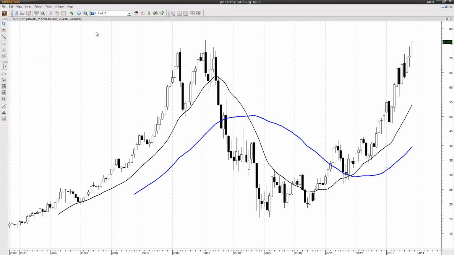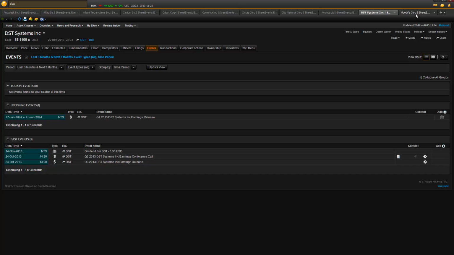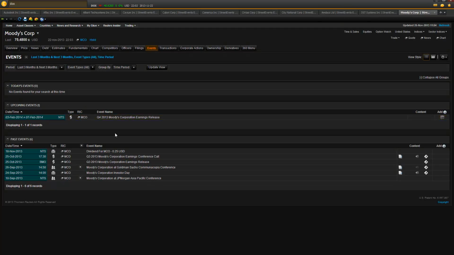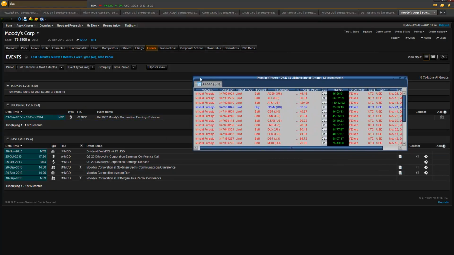And Modis. Checking Modis, the high print from 2007 is 76.09. That's where I put in my short sell limit order and check for earnings. Modis, no earnings. That was all the limit orders I got.